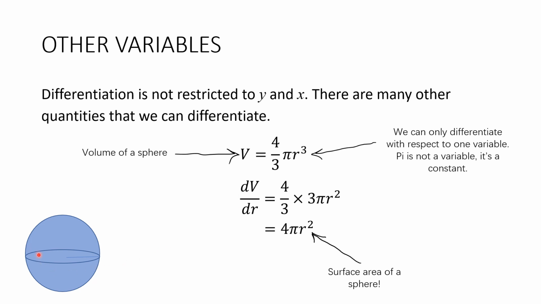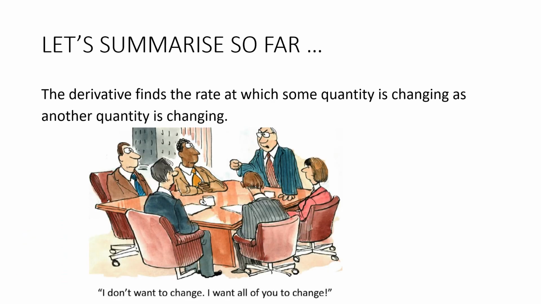Well, it's like it's getting an extra cover all the way on the outside of the sphere, which actually is the surface area of a sphere. So this actually does make sense. Every time that r increases, we get another layer on the outside. So let's summarize what we've found so far.